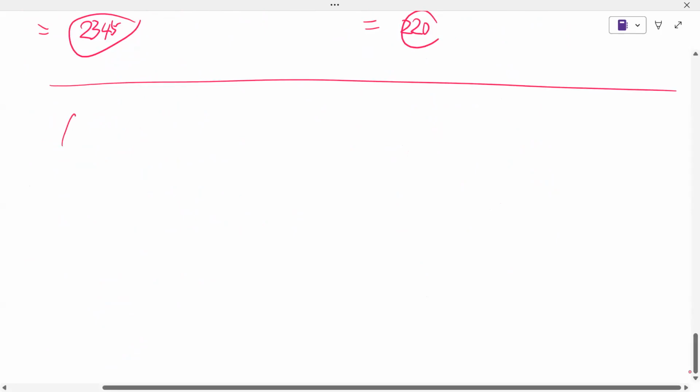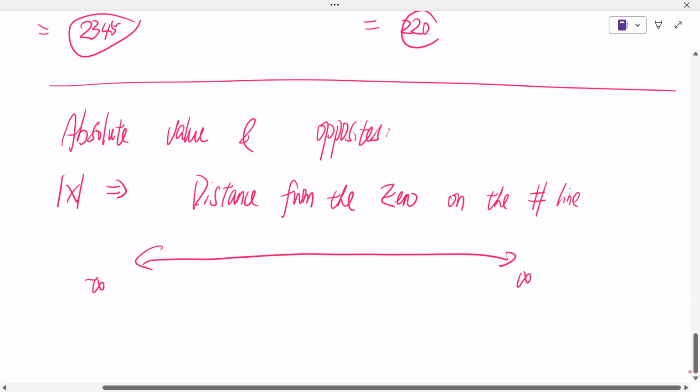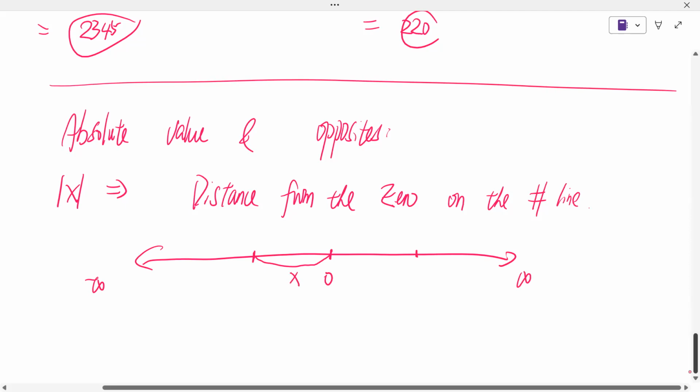The next thing is the absolute value and the opposites, right? Absolute value. Opposites. So basically, this is the typical absolute value, right? Absolute value of x means it's the distance from 0 on the number line. So the typical number line looks like this. From negative infinity to infinity, 0 is in the middle, right? Let's say we have x right here. This is the distance between 0 and x, so this is x units. And on the right hand side, this is also x units.